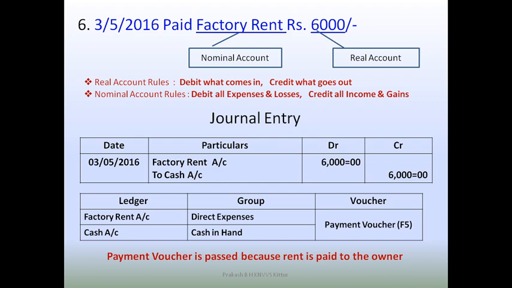So let us pass the voucher. It is the payment voucher. The payment voucher is passed because the rent is paid to the owner. The payment is made by the company, so hence the payment voucher is passed.